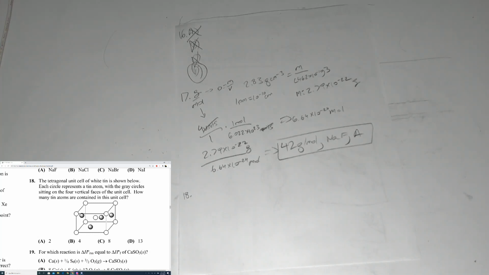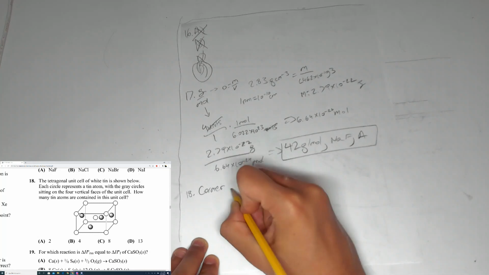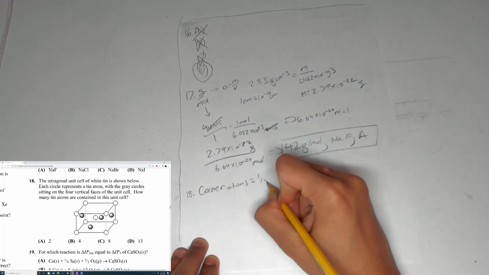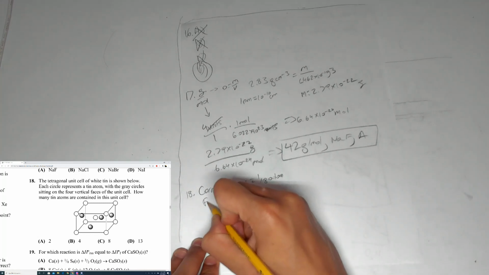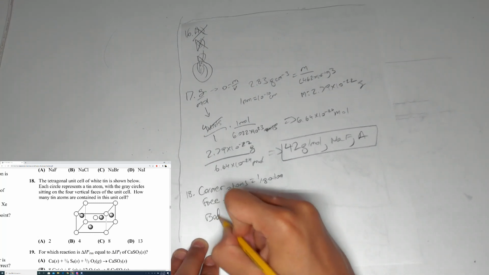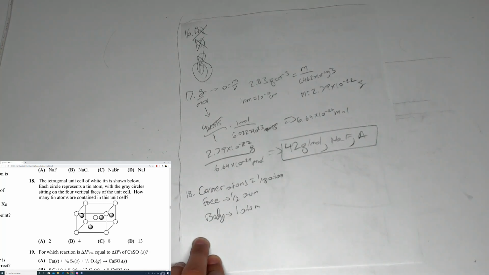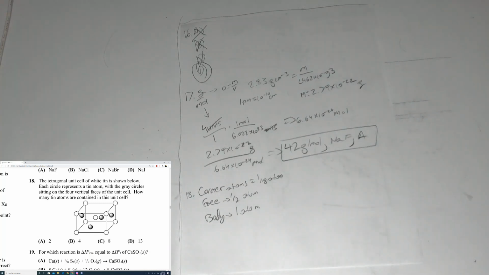This is a common problem on the USNCO, especially the local exam. It's a free point where you just notice one piece of information. When you see a unit cell, the corner atoms equal 1/8 of an atom when you're counting it. The face is 1/2 of an atom, and the body is 1 atom. So using this information, you're just going to count and find the number of atoms.